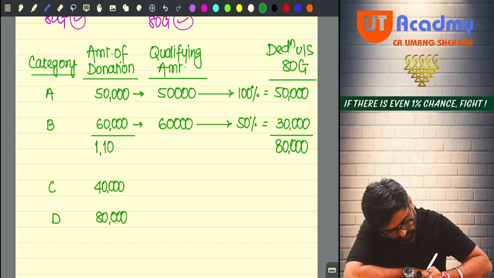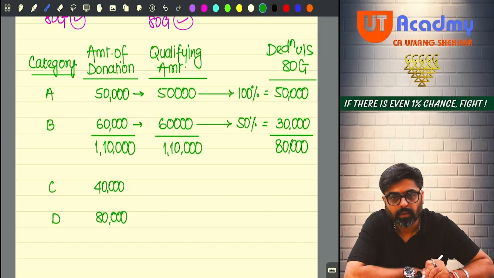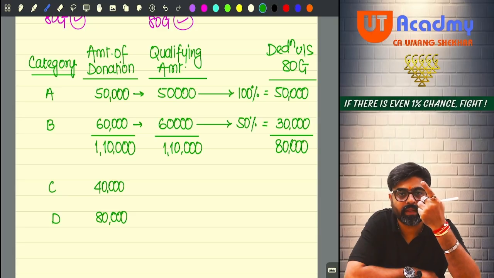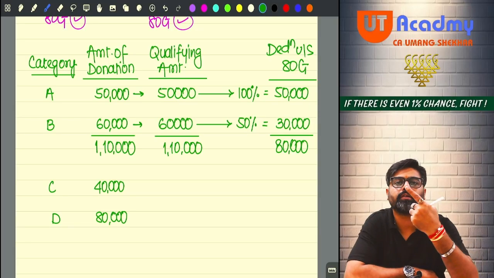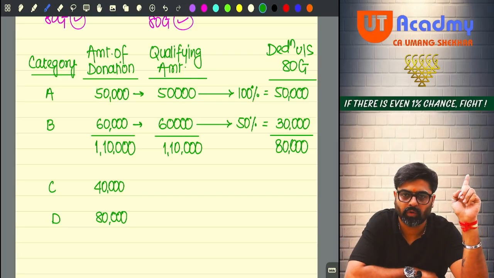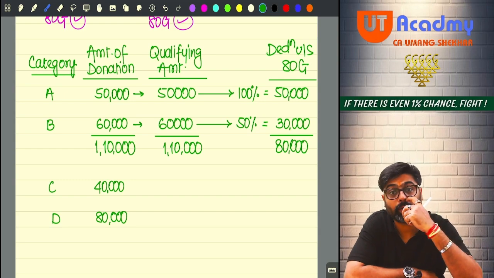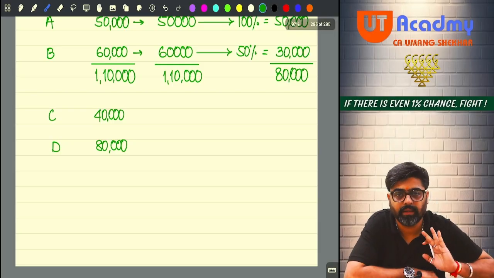How much have you donated? 1,10,000. Can that entire 1,10,000 come for ATG? Yes. Entire 1,10,000 you can take for ATG. But out of that 1,10,000, 50,000 was category A, which will be allowed fully. And 60,000 is category B, which will be allowed 50%. Okay. Now coming to category C and D. How much is category C? 40,000. How much is category D? 80,000.